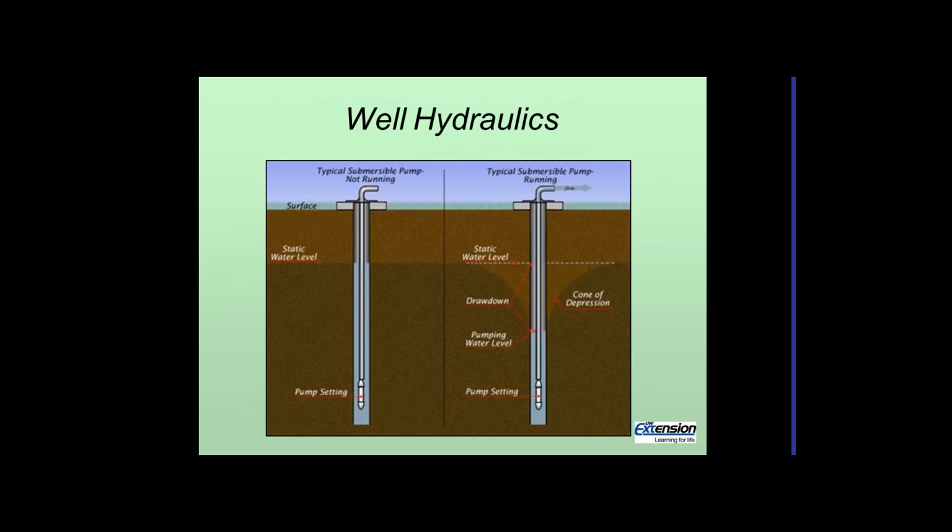So a little bit of well hydraulics. When the water is not being pumped, we've got what we call a static water level at some point. Once the well starts pumping, we get what we call a cone of depression. So the water level is going to drop in the well to some pumping water level, which is going to be the equilibrium between water flowing in and the pumping rate going out.